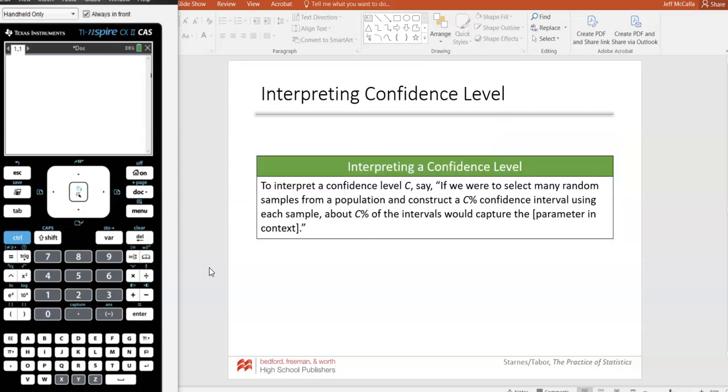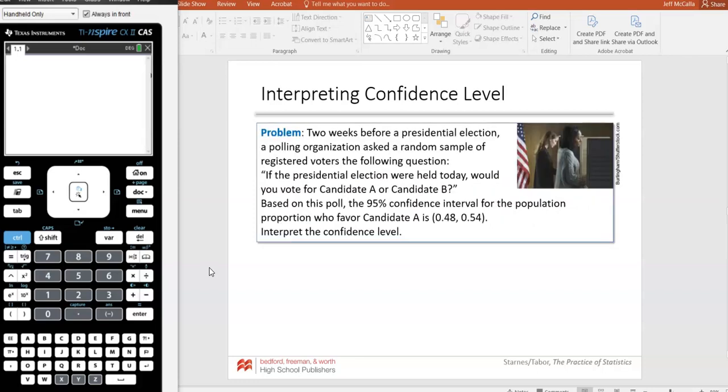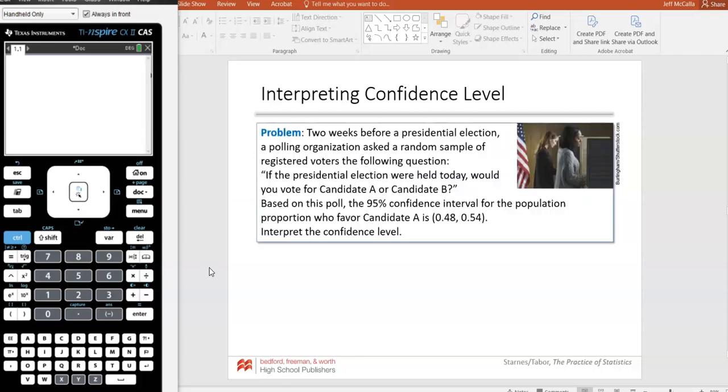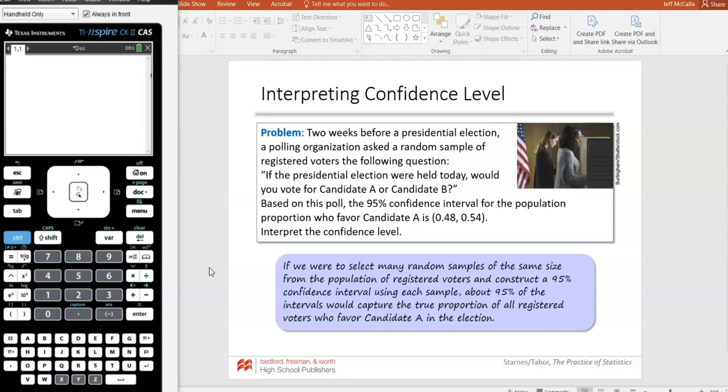So if you go back to this, we say, okay, if we were to select many, many random samples of a population and construct a 95% confidence interval using each sample, about 95% of the intervals would capture the true percentage or proportion of voters who would favor candidate A in this context. And so that's what they would say.